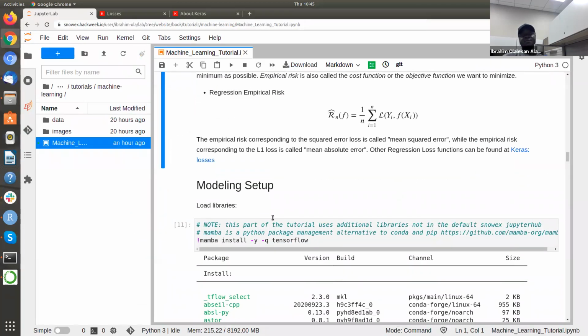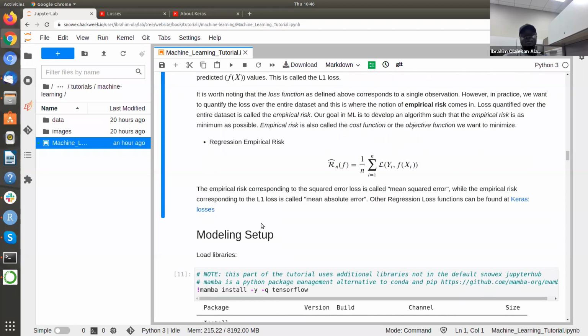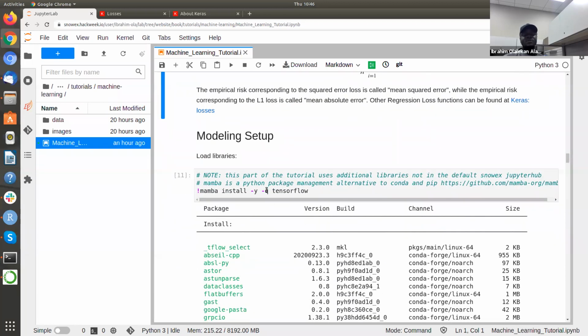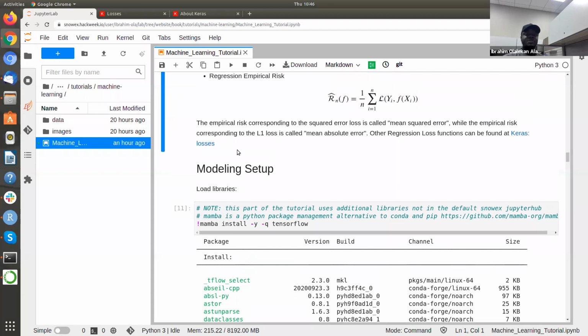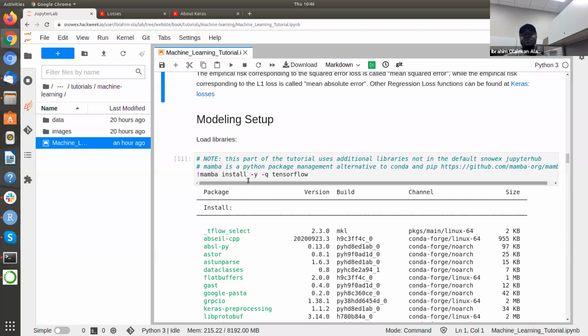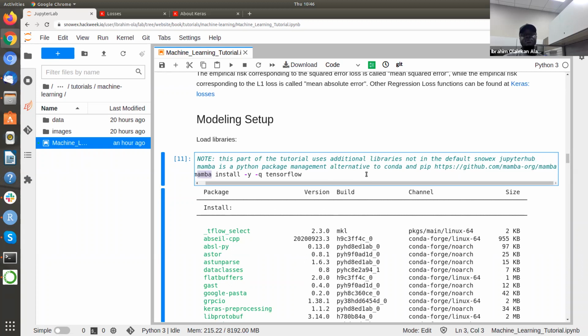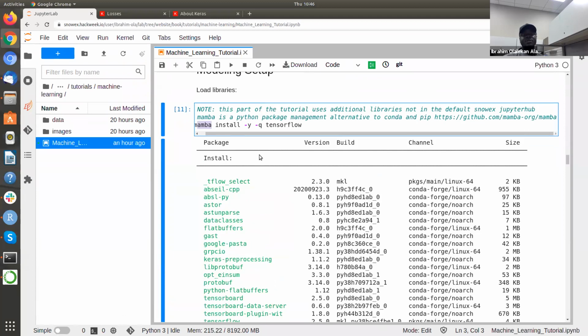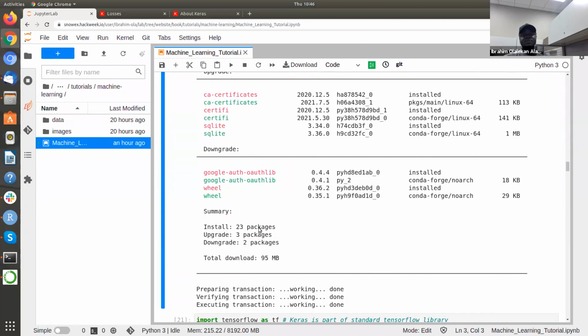So, modeling setup. For this tutorial to run successfully, we have to install TensorFlow. But in this case, if you're working directly in JupyterLab, you don't have to use the Conda way that I mentioned above. You can just run this code and it's going to install it for you. In this case, we're not using Conda, we are using Mamba, which is also a Python package manager. It is an alternative to Conda and pip that I mentioned above. If you run this now, it's going to install this package.